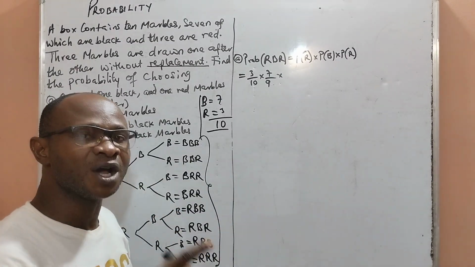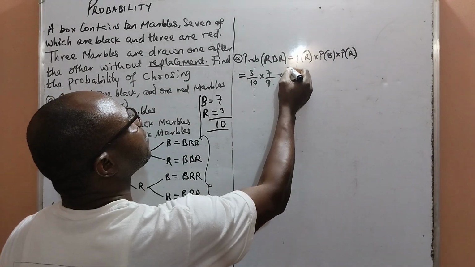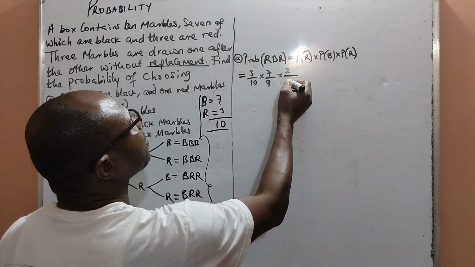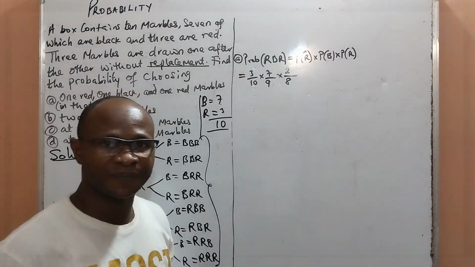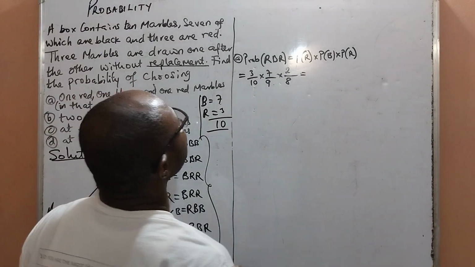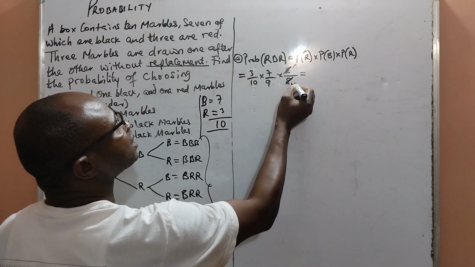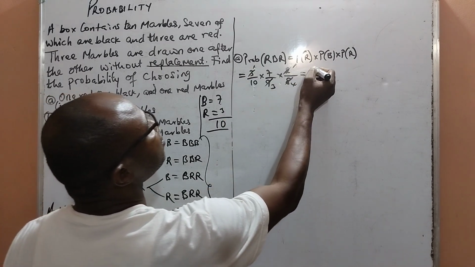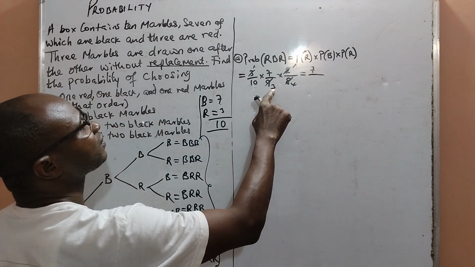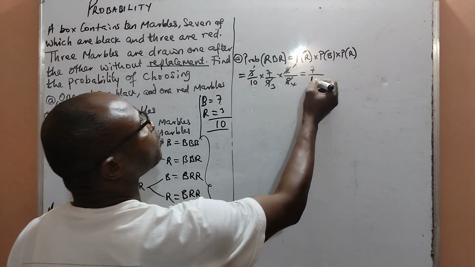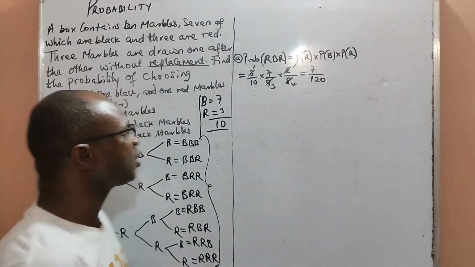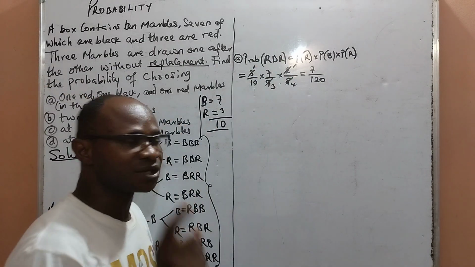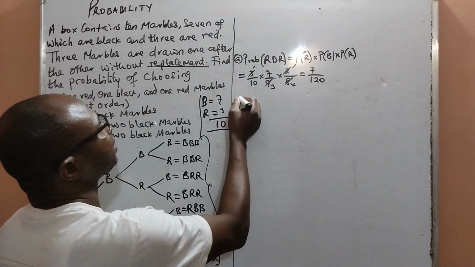Remember, I did not replace the first one, so the number of red balls in the bag now remaining is 2, whereas the total number of balls in the bag is now 8. Alright? So solving this, 2 here, 1, 2 here is 4, 3 here, 1, 3 here is 3. Giving me at the numerator 7, all over 3 times 4 is 12, times 10 is 120. So the probability of picking the first one red, second one black, and third one red in that order is 7 over 20.